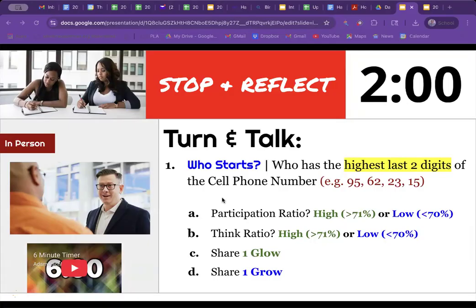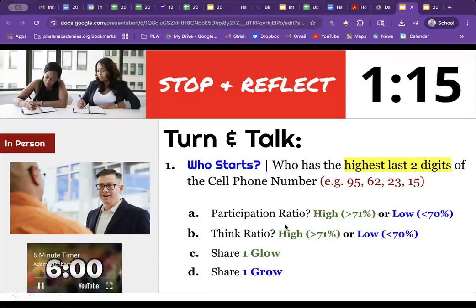All right, I love how you took the time to quietly reflect on your own. Now we're going to do a turn and talk with one of your colleagues there at the table. The person who will share first is the one who has the highest last 2 digits of their cell phone number. You're going to have 6 minutes to share, 3 minutes each on all 4 of these questions. I'll put the timer on, 3 minutes each. Determine who has the highest last 2 digits of the phone number, and that person will go first. All right, get set, go.